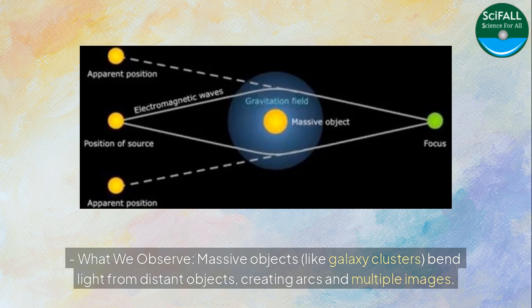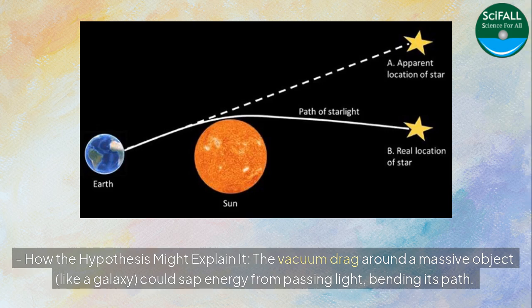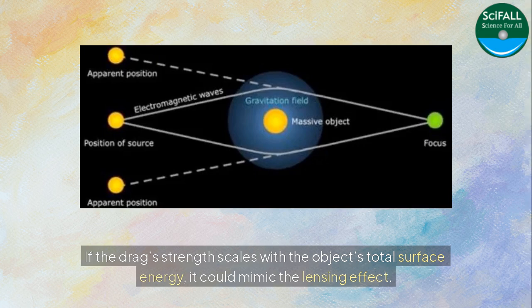Gravitational lensing. What we observe. Massive objects, like galaxy clusters, bend light from distant objects, creating arcs and multiple images. How the hypothesis might explain it. The vacuum drag around a massive object, like a galaxy, could sap energy from passing light, bending its path. If the drag's strength scales with the object's total surface energy, it could mimic the lensing effect.